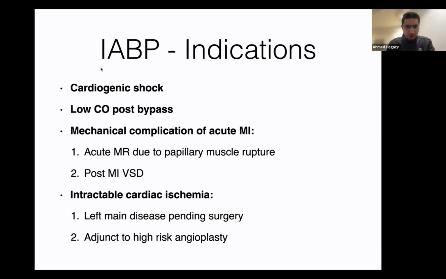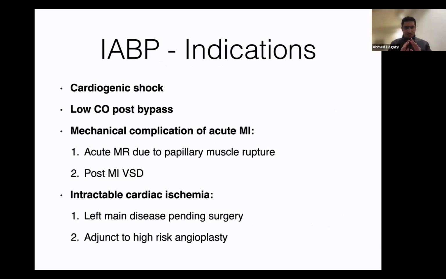So let's go back to the indications. We said cardiogenic shock on a case-by-case basis. We don't have strong evidence that it actually improves mortality in that situation. But what about mechanical complications of acute MI? We spoke about acute ischemic mitral regurgitation due to papillary muscle rupture and post-MI VSD. Why do you think a balloon pump would help patients with acute ischemic MR? And why would it help patients with post-MI VSDs?